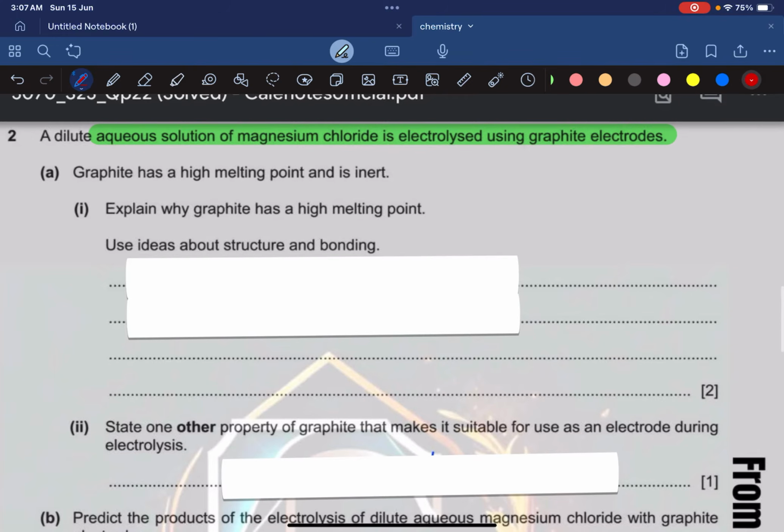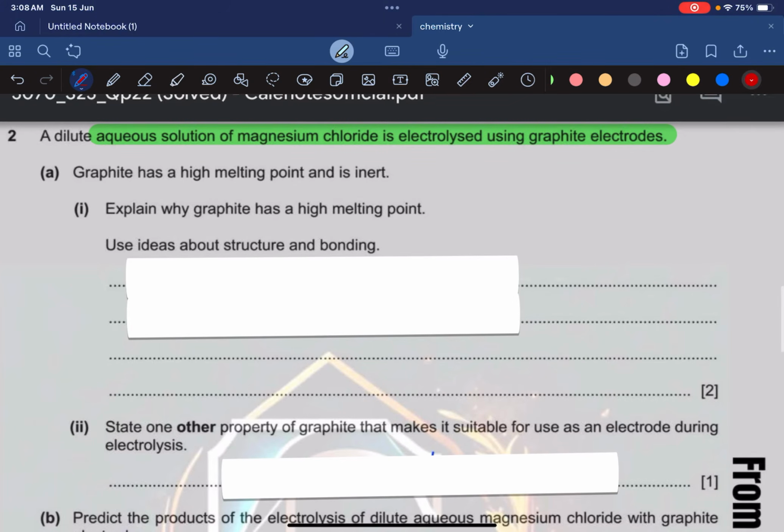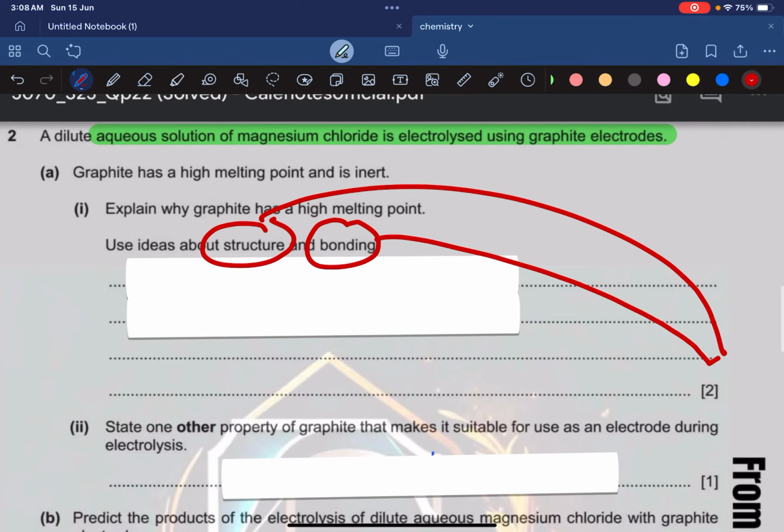Graphite, because it has a high melting point, is going to have a giant covalent structure and the bonding is going to be strong covalent bonds. So that is due to the giant covalent structure, and bonding is going to be strong covalent bonds. Okay, so that's simple. 2 marks and 2 things they've given what they need. So I guess that's simple enough, giant covalent structure and covalent bonding.